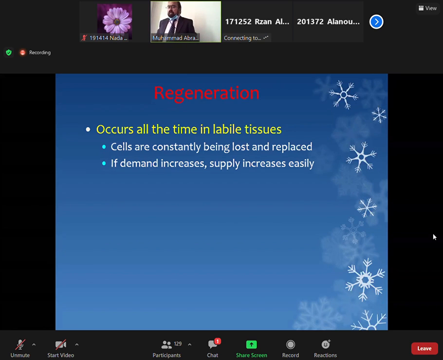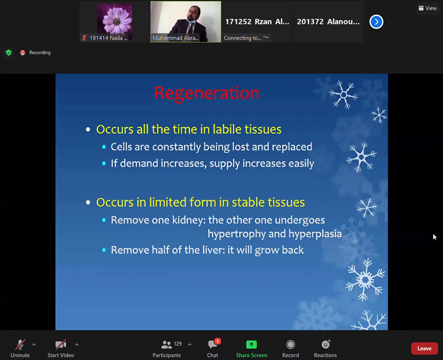Now this is the labile cell. Number 2 is the stable cell. As you know, there are only a few organs in the stable category. These cells are mostly present in the G0 phase, and when they are stimulated, they come into G1 and enter the cycle. For example, the kidneys: when one kidney has a problem, the other kidney undergoes hypertrophy and hyperplasia. And if you remove half of the liver, the other portion of the liver gets enlarged and hyperplastic, and can attain the same function.